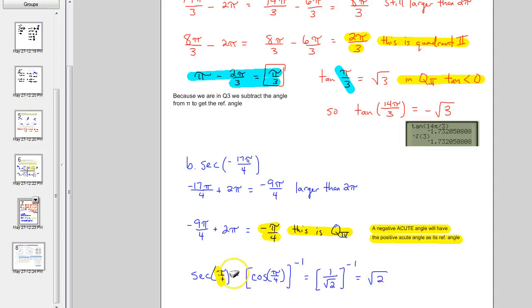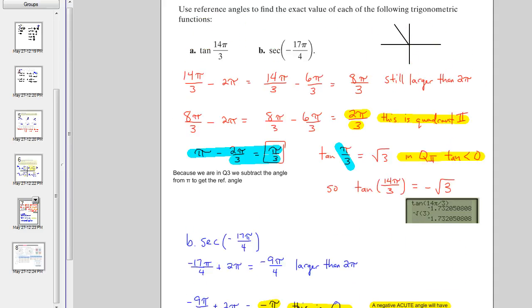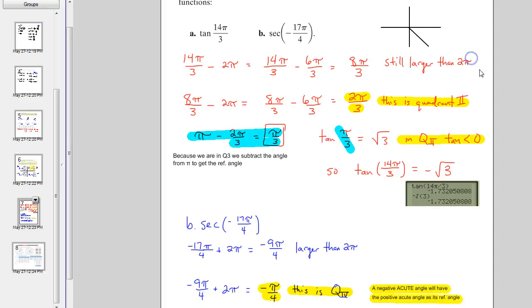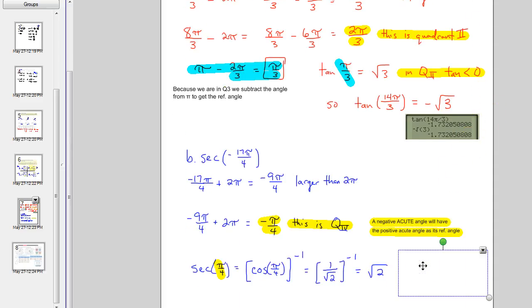All right, now this is quadrant 4. In quadrant 4, cosine and secant are both positive. So I'm getting a positive here because I'm in quadrant 1. Everything's positive in quadrant 1. In quadrant 4, we have to think that we're down now below the x-axis. And secant is the reciprocal of cosine. Cosine's x. If we go quadrant 1, x is positive. If we go quadrant 4, x is also positive. So we'll keep the positive version.